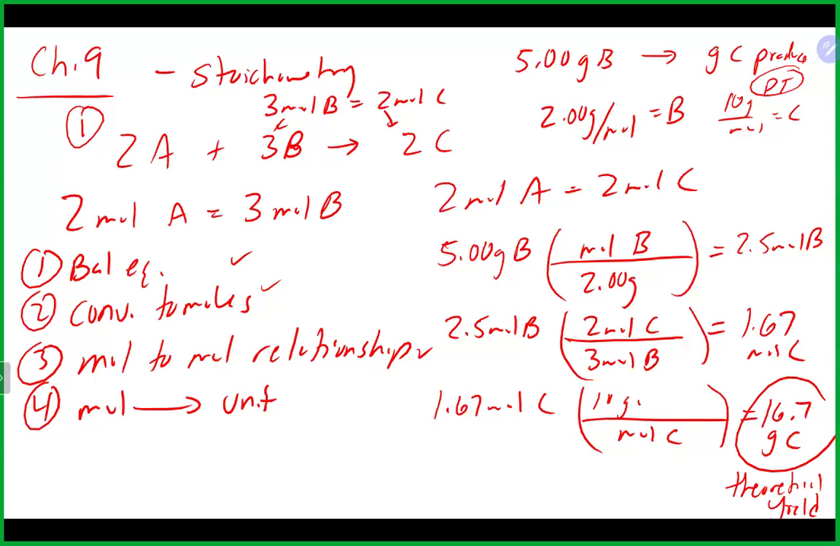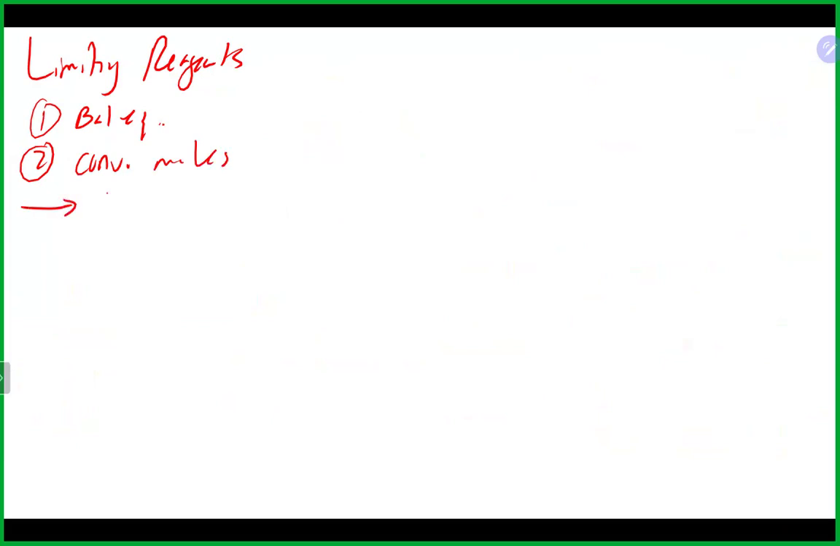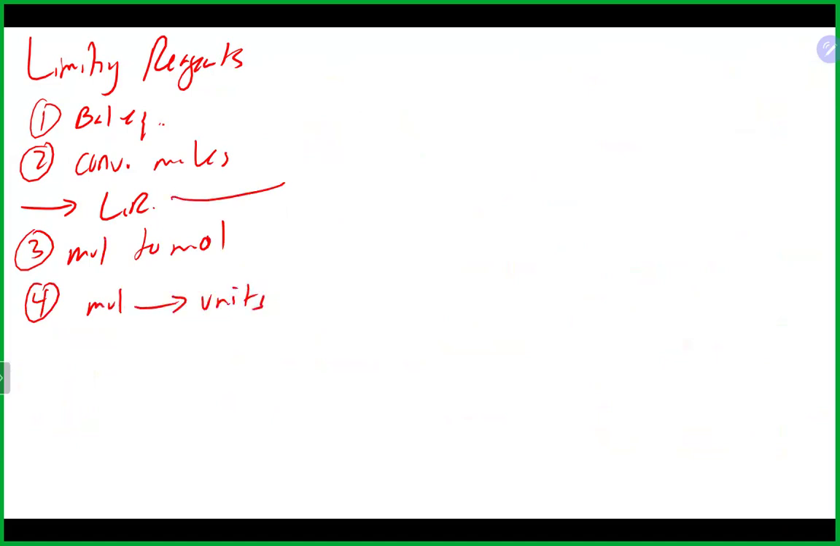Remember, if we have limiting reagents, we basically still follow those 4 steps. We balance the equation, we convert to moles, and here we do a limiting reagent sort of calculation, and then we continue on our mole to mole, and lastly, our moles to some other unit. Remember, to do a limiting reagent calculation, you will know the moles of each reactant you started with.